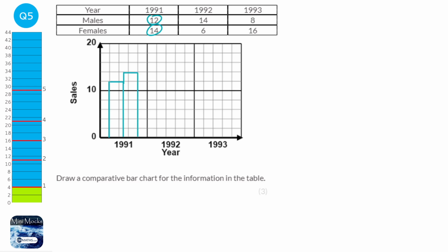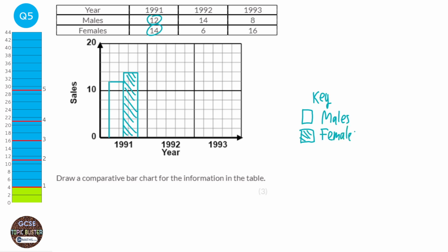Now, we need to be able to tell these apart, so what I'm going to do is just shade in the females. And we should do a little key. We say that if they're not shaded, it's males, and if they're shaded, that is females. Okay, let's carry on with the bar chart.